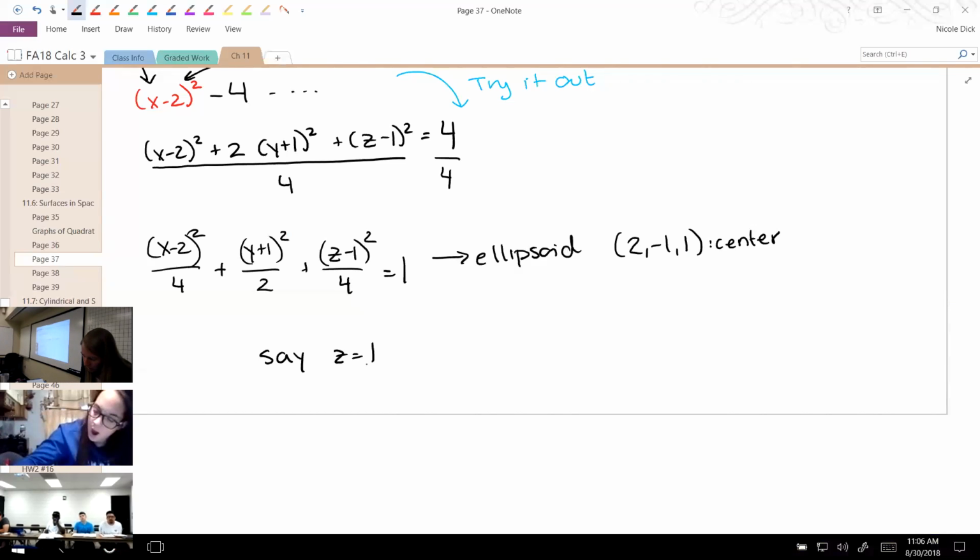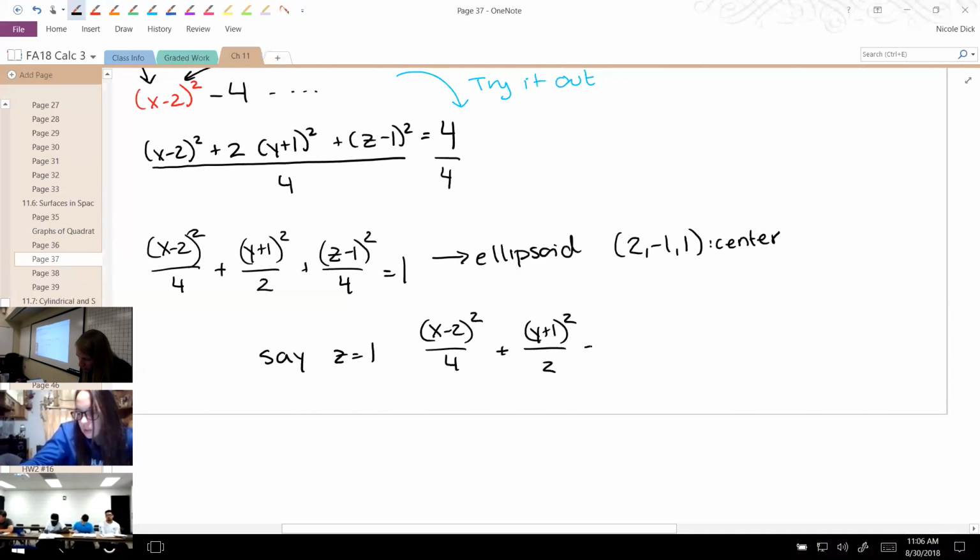If Z equals 1, then what we're left with is (x minus 2) quantity squared over 4, plus (y plus 1) quantity squared over 2. That Z term is all just going to go to 0, and equals 1. Do you remember what shape this makes in 2 dimensions? Almost a circle, an ellipse. If we had the same denominators, we definitely have that. So this is going to give us an ellipse. And you can find the center, you can find the length of A, length of B, all that stuff there, but let's just remember it's an ellipse.